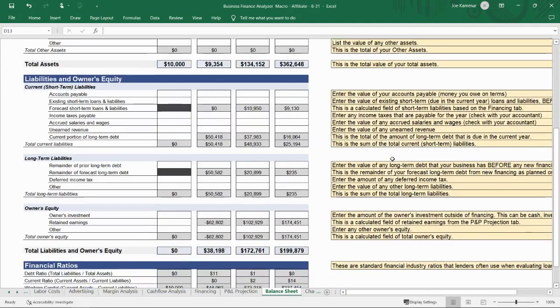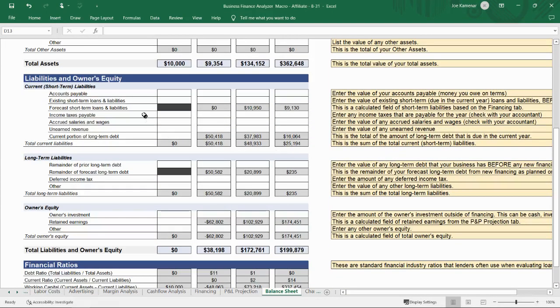Now let's get to liabilities and owner's equity. First is your short-term liabilities. Short-term liabilities are liabilities that are due within the next 12 months. So we can forecast short-term loans and liabilities. Clearly, we left this blank because there's nothing we're putting in here under forecast. You're not forecasting for the current date, so it's blank. Anything existing you have, you can put in here. If you've got $2,000 coming due this year, you put $2,000 in this cell.